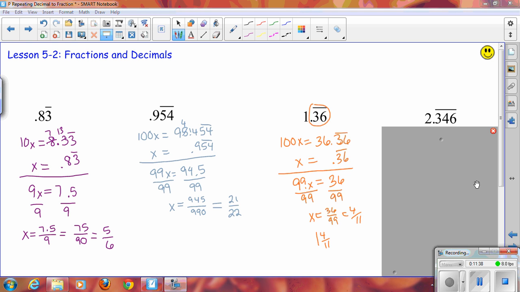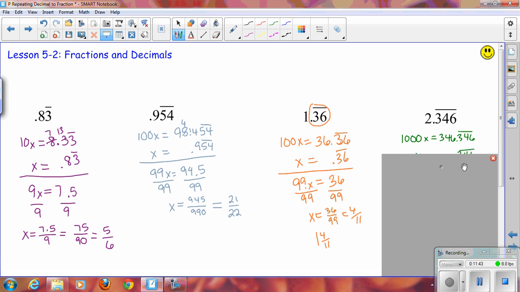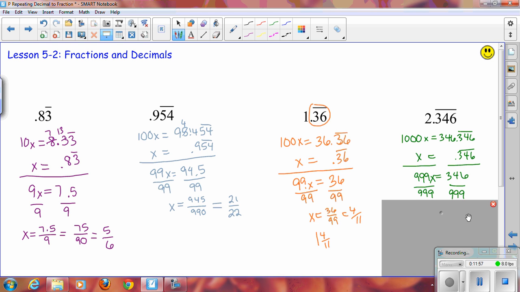Okay, let's see how you did. 2.346 repeating has 3 repeating decimals, so we're going to do 1000x equals 346.346 repeating, and x equals 0.346 repeating. So 999x equals 346. Divide both by 999. And actually, that is not divisible by anything, not simplified. And then you put your whole number back on, and you have 2 and 346 999ths.